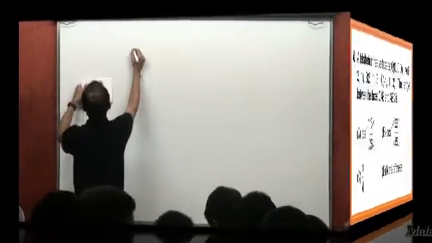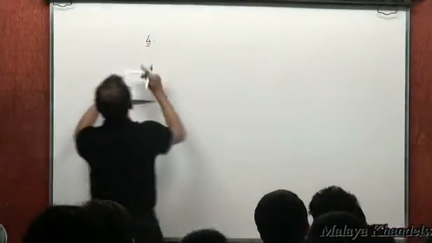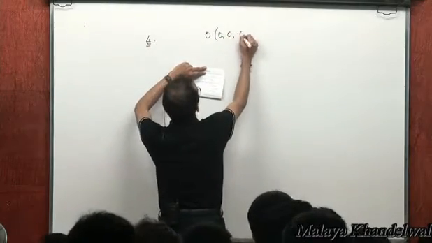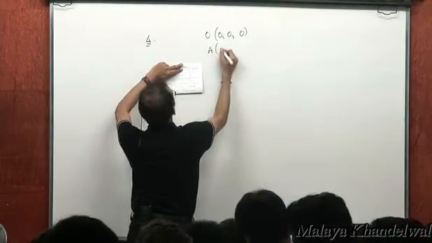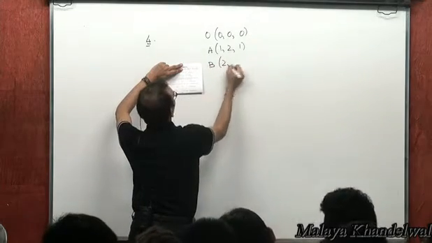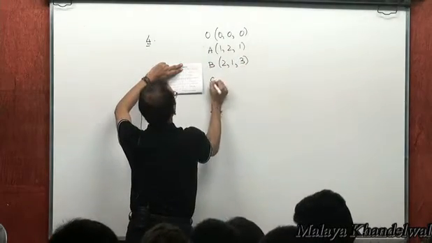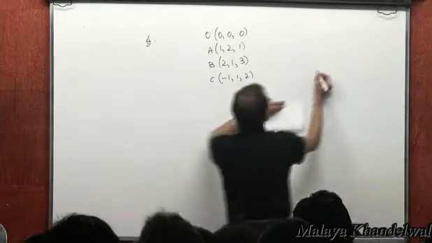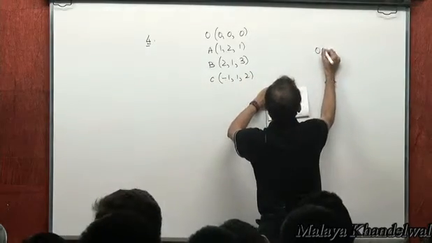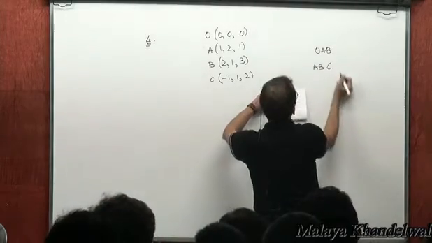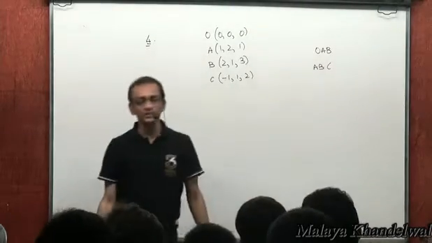In problem 4, there is a tetrahedron O. One of the vertices is the origin. One vertex is A, 1, 2, 1. One vertex is B, which is 2, 1, 3. One vertex is C, which is minus 1, 1, 2. We want to find the angle between the faces OAB and ABC.